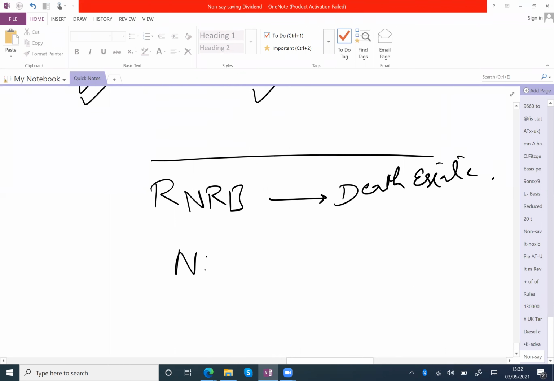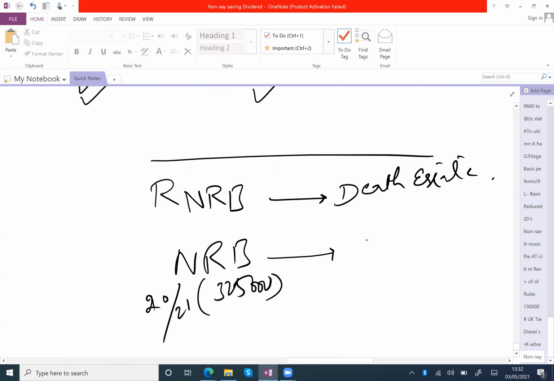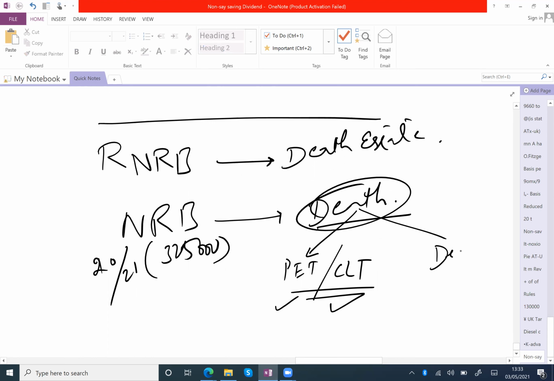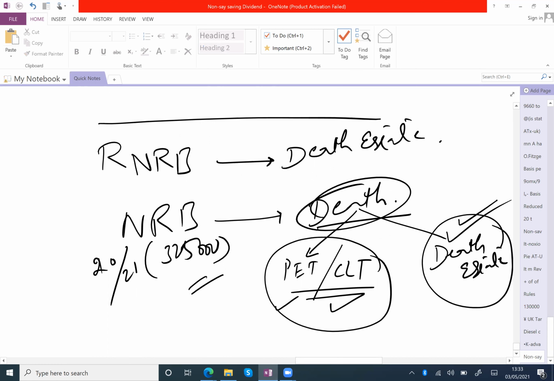But this nil rate band, which is £325,000 normal for the tax year 2021, is available to the second spouse when the second spouse dies. The second spouse will use it at the time of his or her death when they calculate the death tax on PET and CLT, meaning lifetime gifts, or when they calculate the death tax on death estate. So on both, the second spouse can use the first spouse's nil rate band, and also at the time of calculating the tax on death estate.